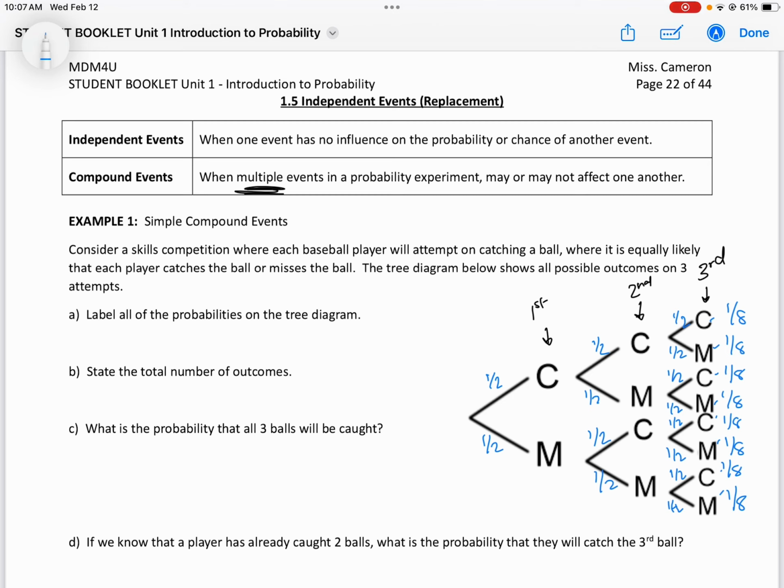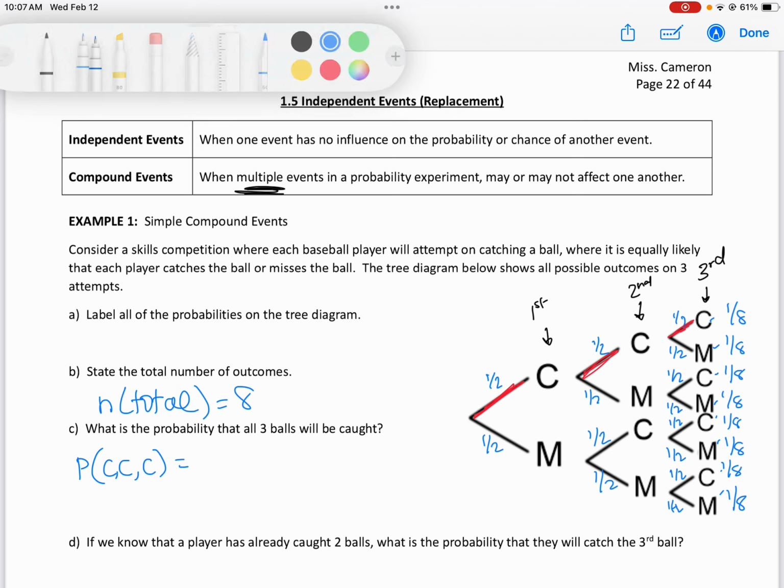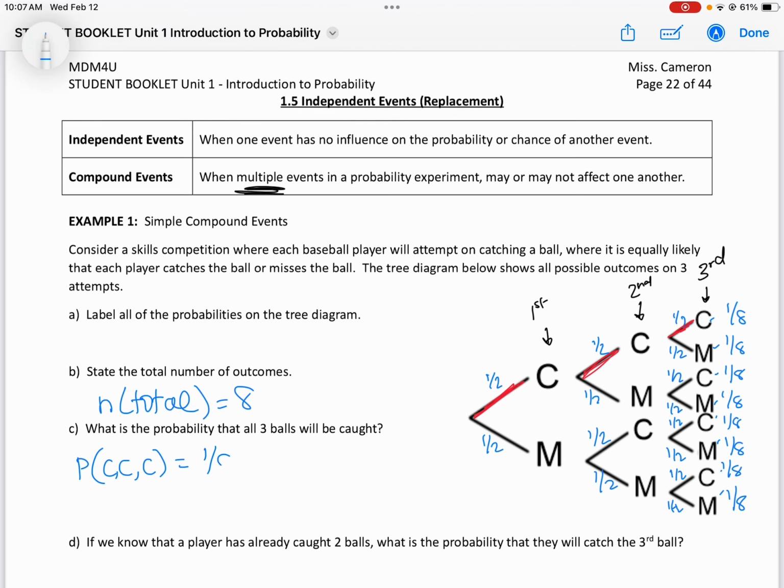For B, state the total number of outcomes. We already said that that's 8. C, what is the probability that all 3 balls will be caught? This is the probability of a catch, catch, catch, or 3 catches. That only happens one way. It's catch, catch, catch, and that is a 1 out of 8 probability.